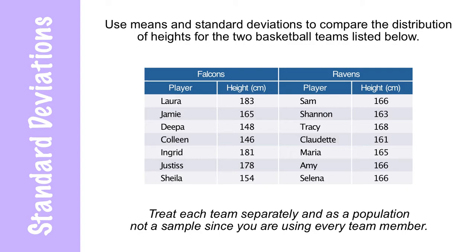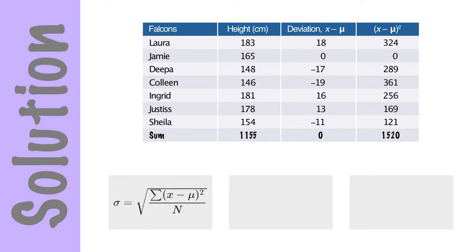An example. Use means and standard deviations to compare the distribution of heights for the two basketball teams listed below. We're going to treat each team separately and as a population, not a sample, because you're going to use every team member. And now the solution. The sum of all of these heights is 1155. There are 7 players. That means the average is 165, so 1155 divided by 7.